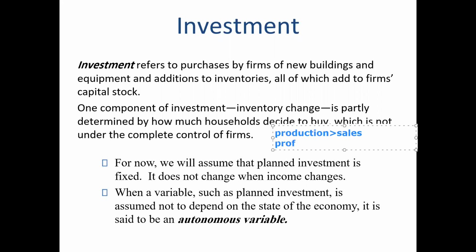If production is less than sales, this means that we have a shortage in inventory. More people wanted to buy more goods and we can't keep up with the volume of sales. If production is equal to sales, this is the equilibrium. This means that the actual investment is equal to planned investment.